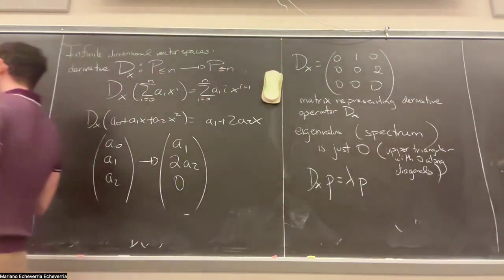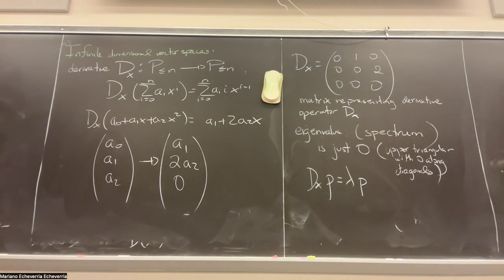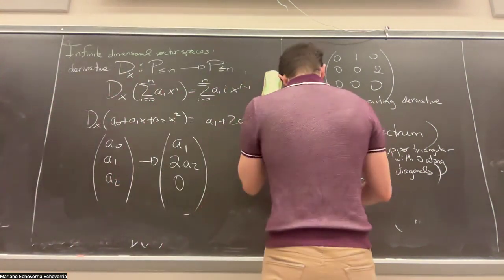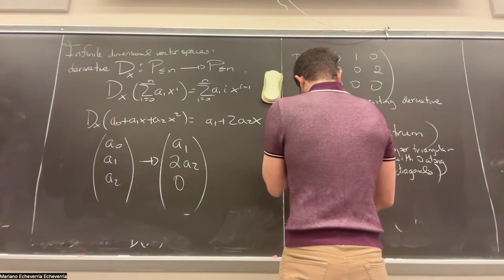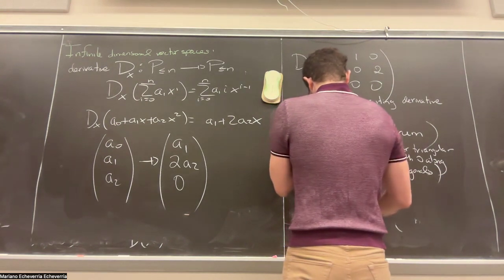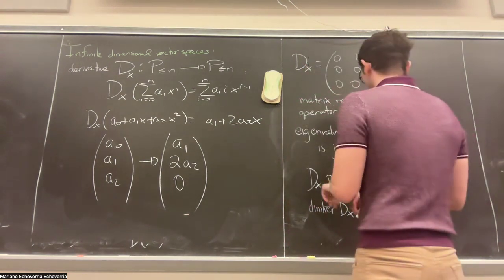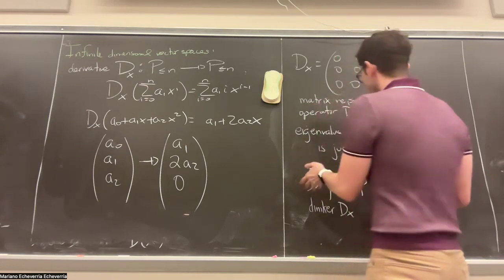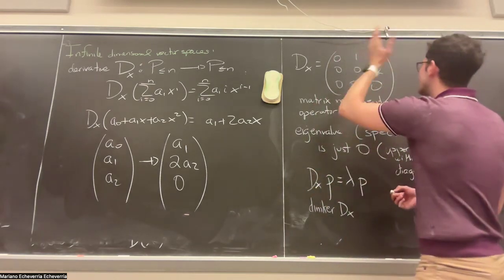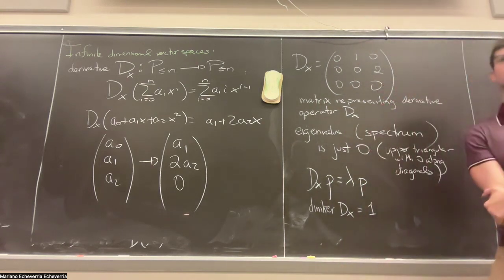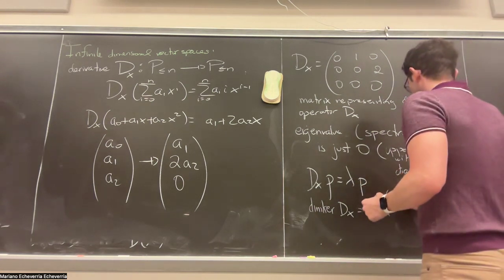Okay, so then you could ask what's the dimension of the kernel, right? So the kernel in this case, what is it? You can also get it from the fact that it's upper triangular, but it should be one, because any constant polynomial has derivative zero, right? So it's just the space of constant polynomials.